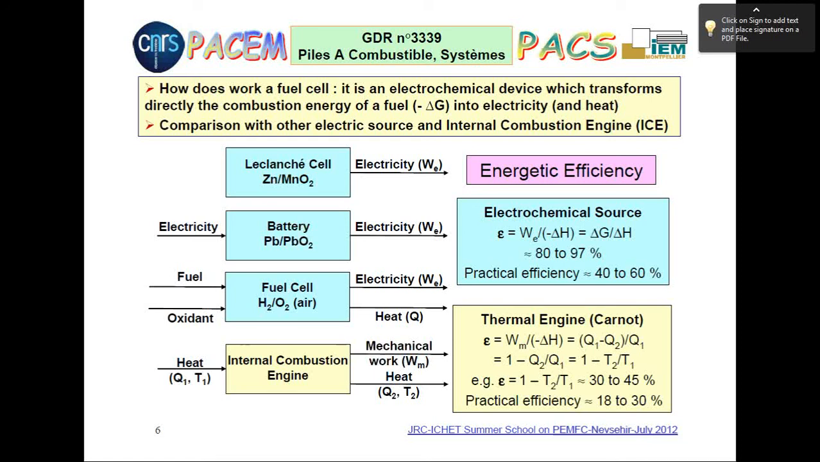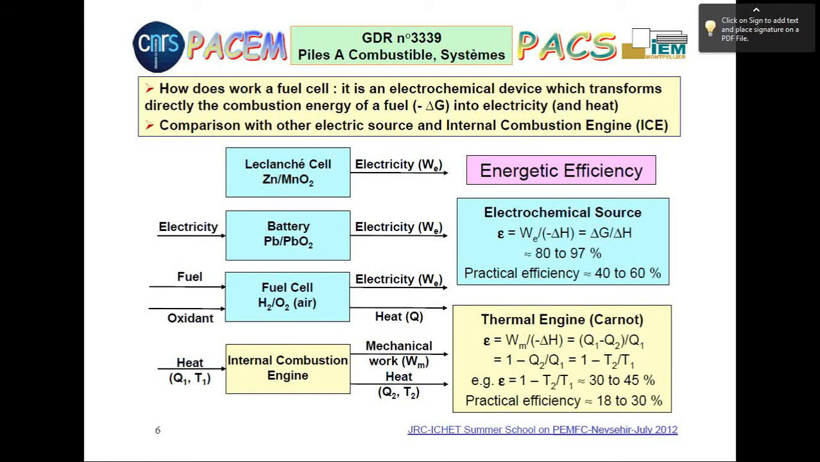And practically, you have 18–30% for a thermal engine, and for an electrochemical device, 40–60%. So roughly, an electrochemical power source gives you an efficiency about 2 times more than any thermal engine. That is theory. So that's the interest of electrochemical devices.